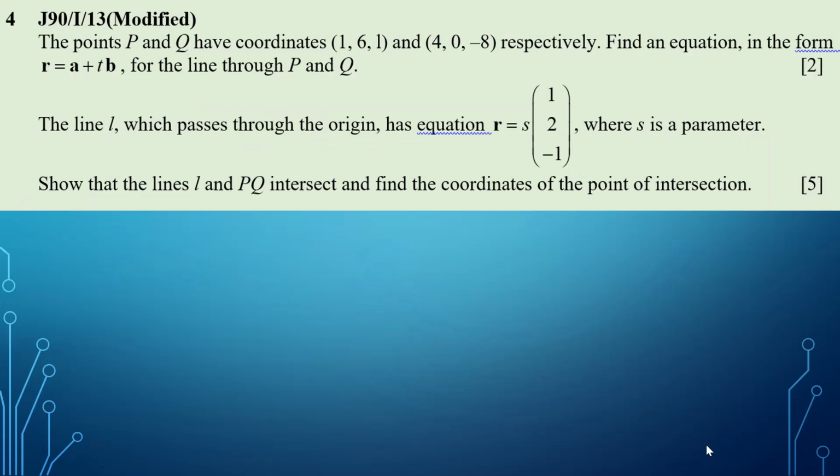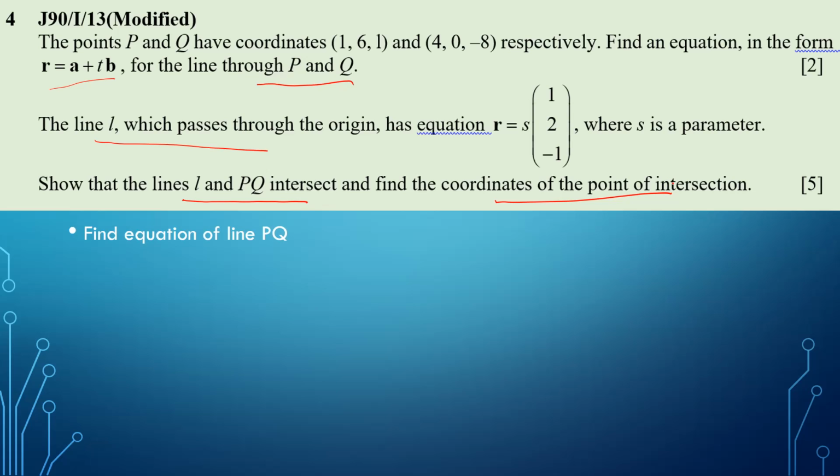Okay, now we will go through question number 4 of your vectors 5. If you read through this question, the first part asks you to find an equation in the form r equals a plus tb, which is your vector equation form for the line passing through P and Q. Then they give you another equation of the line, and your next job is to show that the lines L and PQ intersect, and subsequently find the coordinates of the point of intersection.